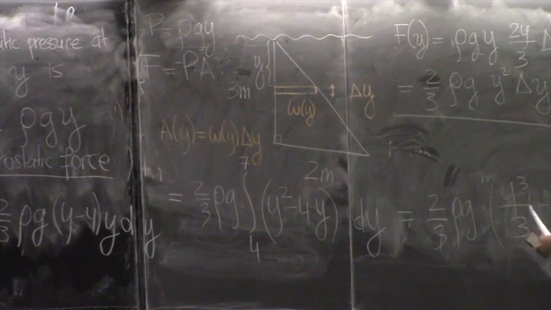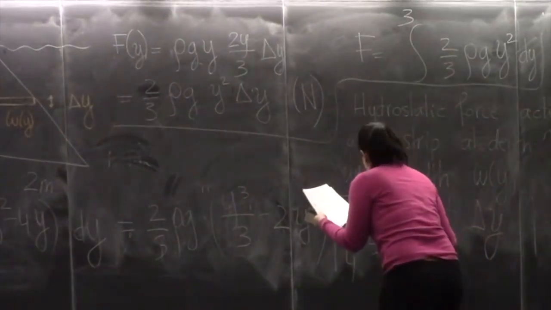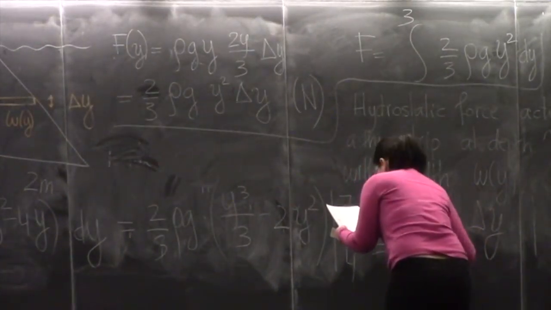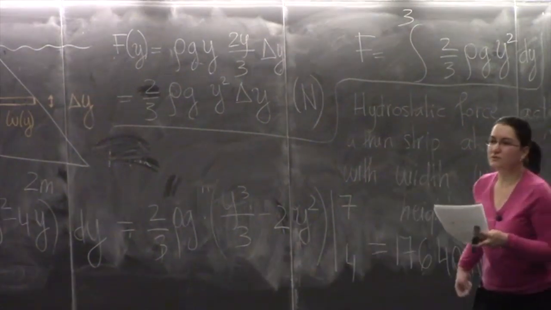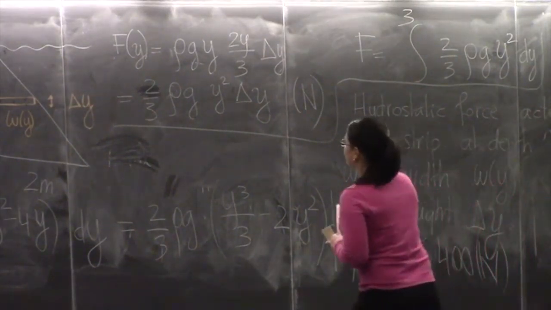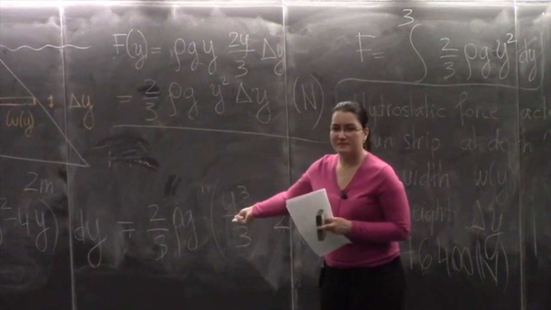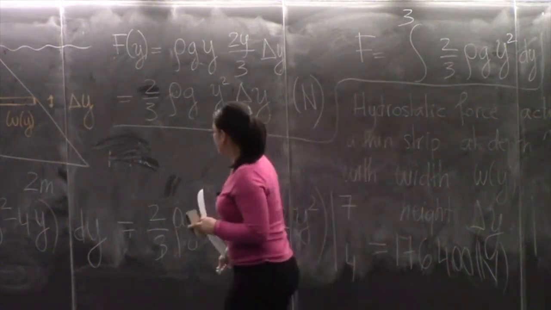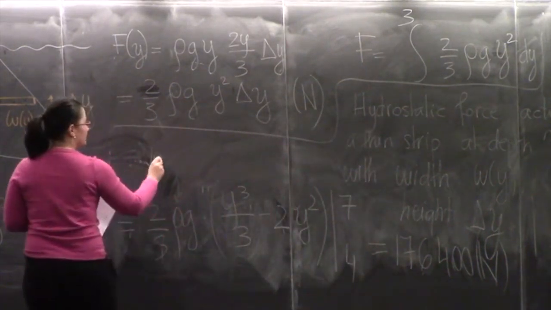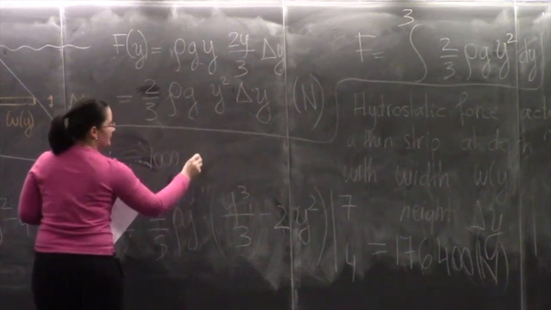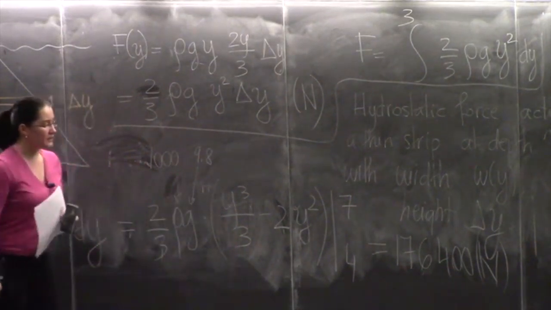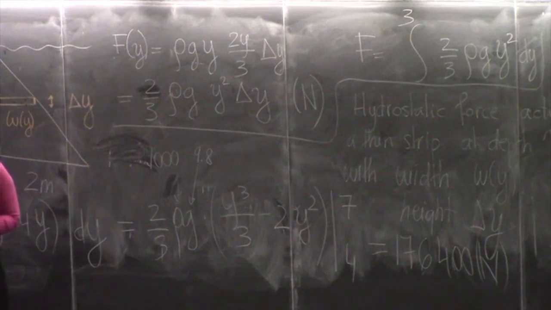And let me throw in some computations over here so we don't lose time. So after you evaluate it, you get something like 1076,400. So you get some computation. How do you compute it? Well, rho you replace by 1000. G replaced by 9.8, and you know how to evaluate that function at the lower and upper bound.